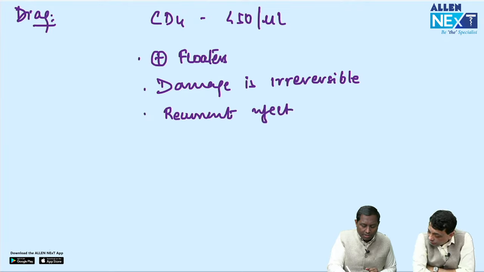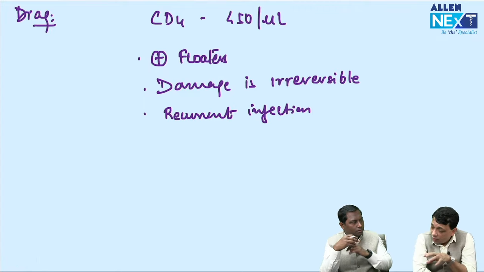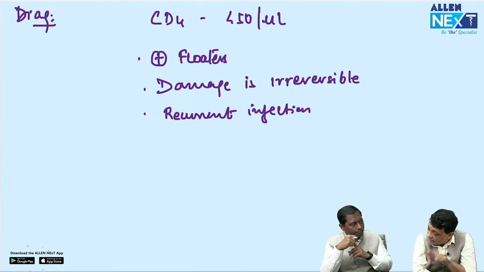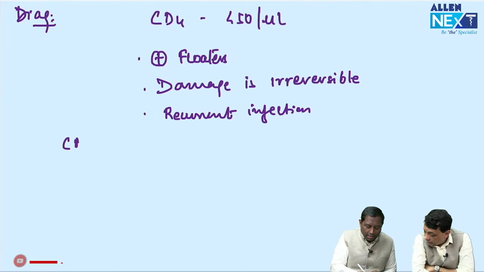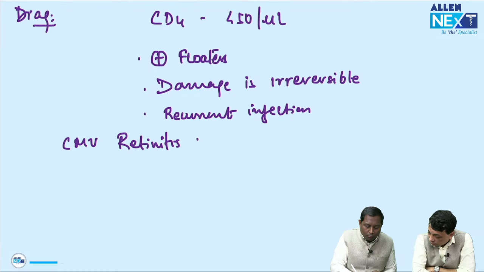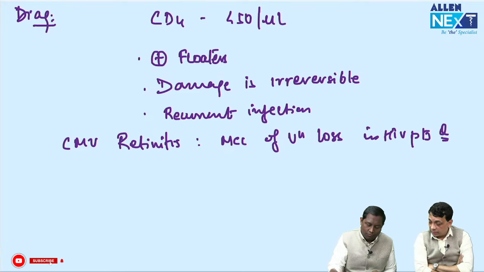Sir, I was reading somewhere that in an HIV patient, what is the most common cause of vision loss? The commonest cause of visual loss in an HIV patient is CMV retinitis. So, yes, CMV retinitis happens to be the most common cause of vision loss in HIV patients. Exactly. So that can be another important question for all of you.